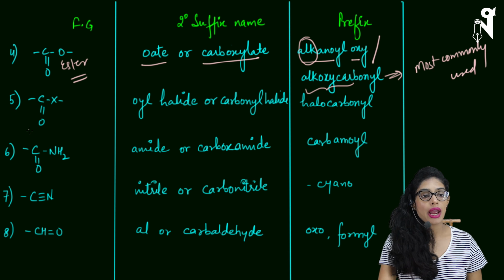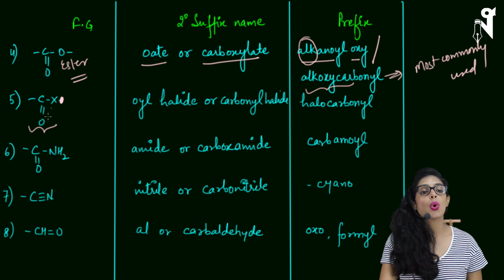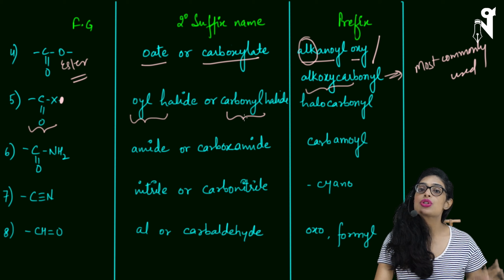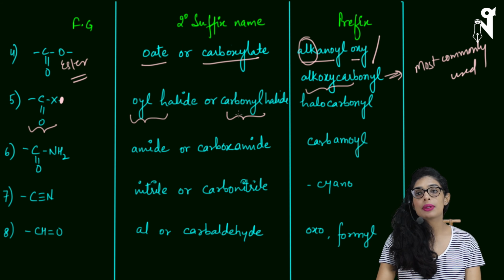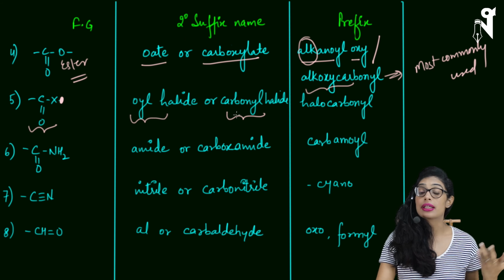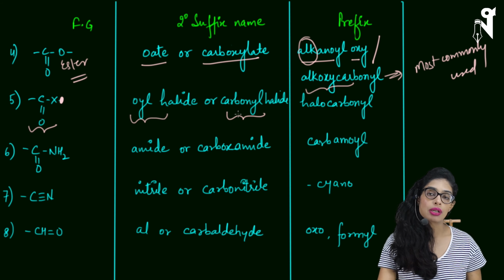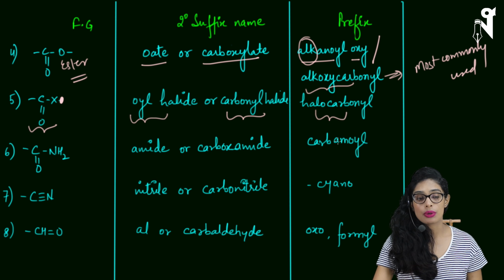Next is COX. I think I have put a dash over here; this should not be here. This is COX. This group has a secondary suffix named oyl halide or carbonyl halide. All this information you have to mug up. I understand there is no logic behind it. It is just mugging up the theory, and yes, some part of organic is mugging up and you have to do it. These are basics and important basics, so you cannot skip mugging this part. You will have to remember this for a longer time. So the secondary suffix is oyl halide or carbonyl halide. Either of them you can use, or when it is acting as a prefix, the name is halocarbonyl.